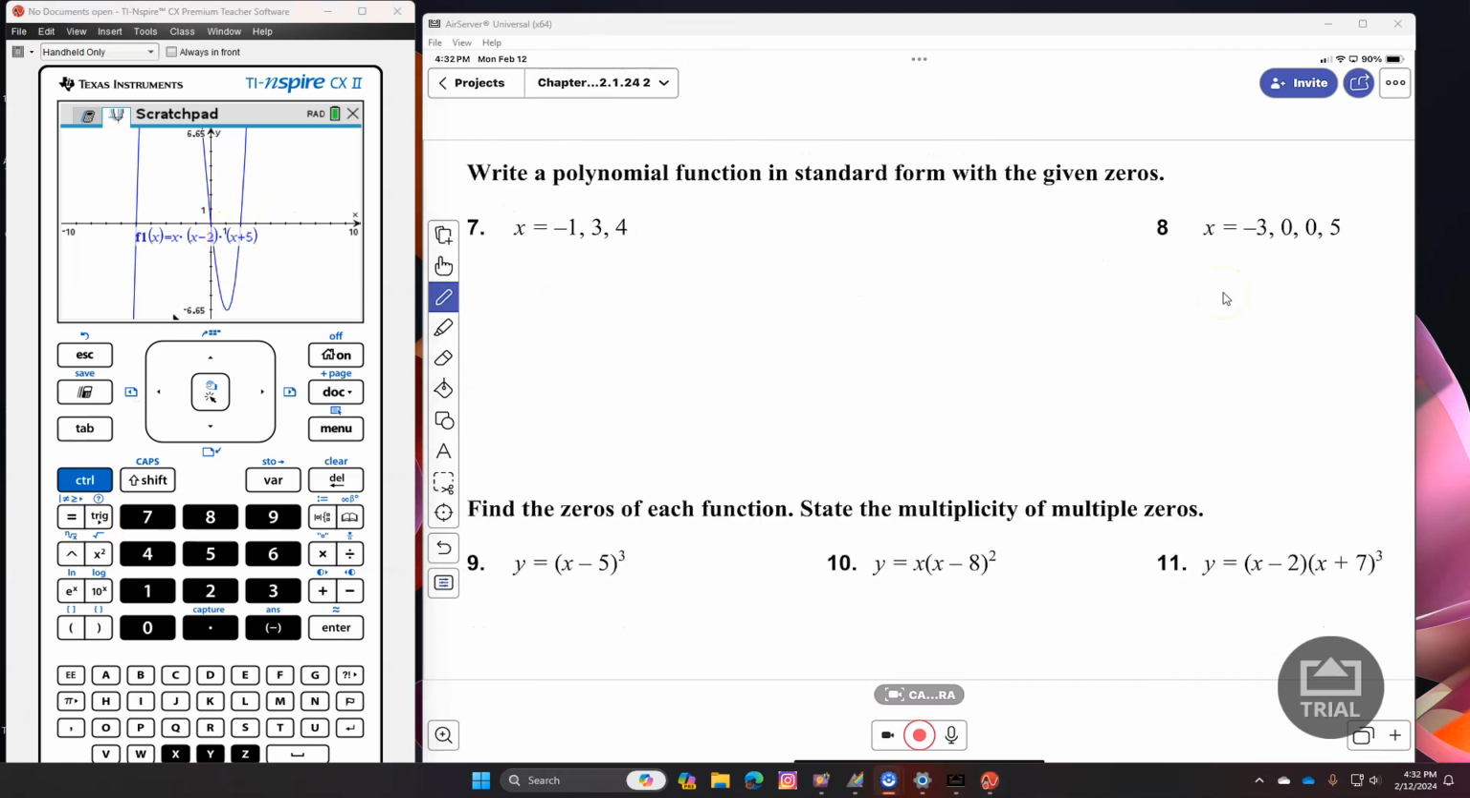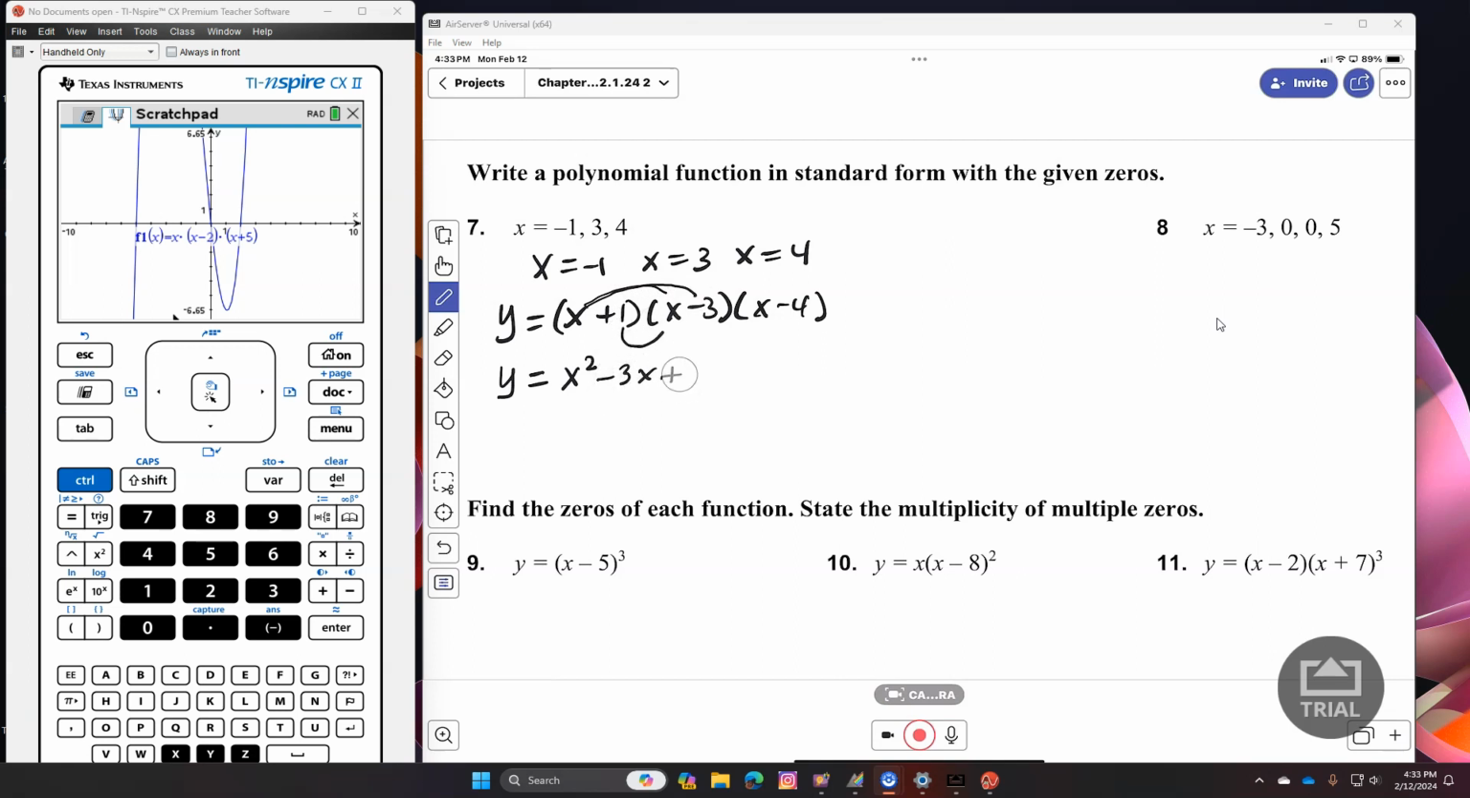Write a polynomial function in standard form with the given zeros. So we have x equals negative 1, x equals 3, and x equals 4. So we have y equals x plus 1, x minus 3, and x minus 4. And what I did is the negative 1 I moved to the left, so I added 1. The 3 I moved to the right, so I subtracted 3, and 4 I subtracted 4. So now what I'm going to do is multiply 2 at a time. So we have x times x, x squared. x times negative 3 is negative 3x. 1 times x is plus 1x.